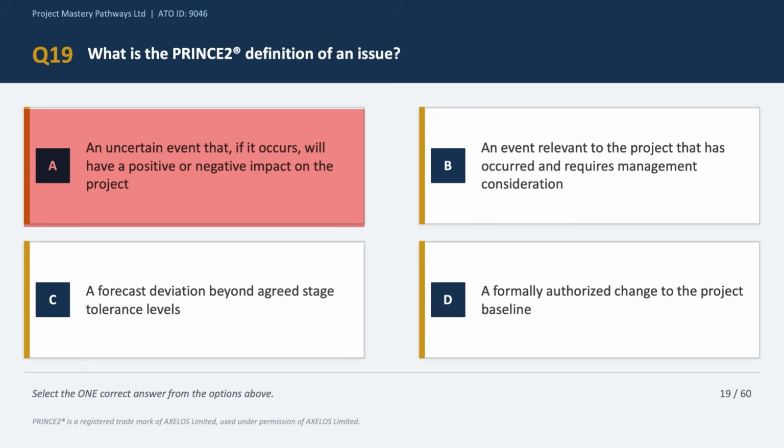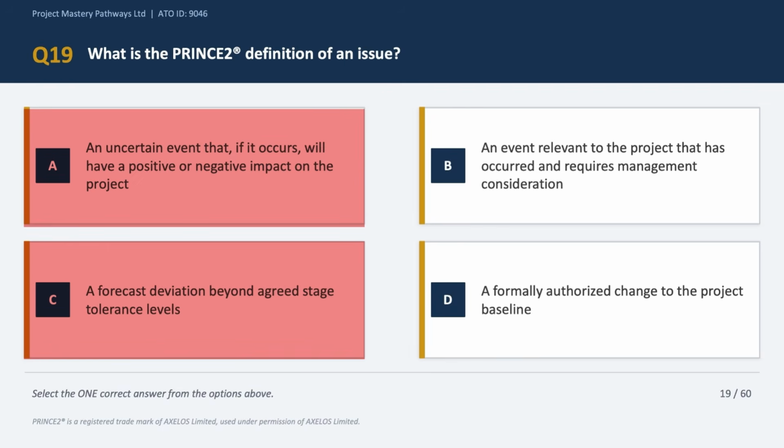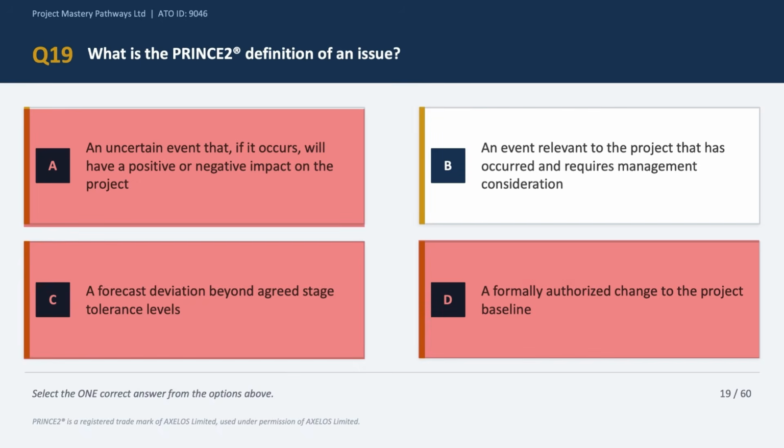Option C says a forecast deviation beyond agreed tolerance levels. Now that is the definition of an exception. So we can eliminate option C straight away. Option D says a formally authorized change to the project baseline. Now that is the definition of an approved change, not the definition of an issue. So option D is incorrect as well.